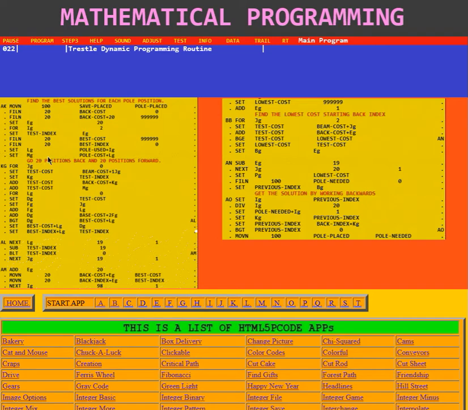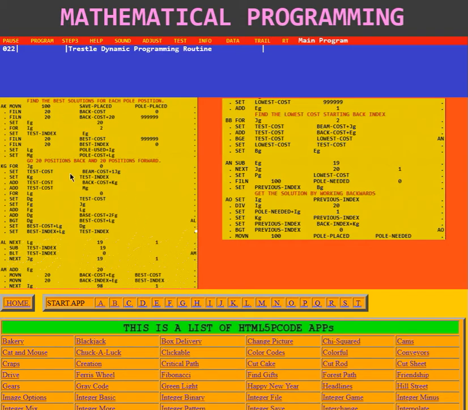Set MG to the cost of that pole. So as we work down below here, we're going to know that MG is always set to the cost of the pole at this particular position. Next, we're going to go back up to 20 positions. We're going to, for JG equals 0, and down here, next JG to 19, one at a time, we're going to go back to previous pole positions to get a back cost.